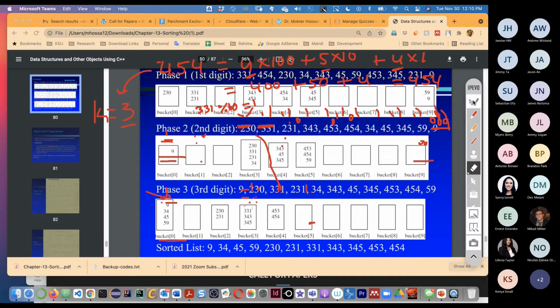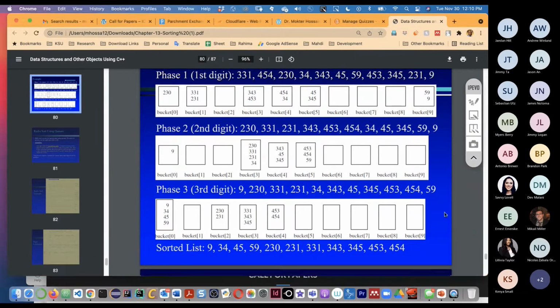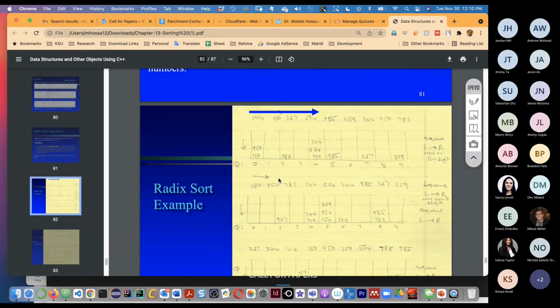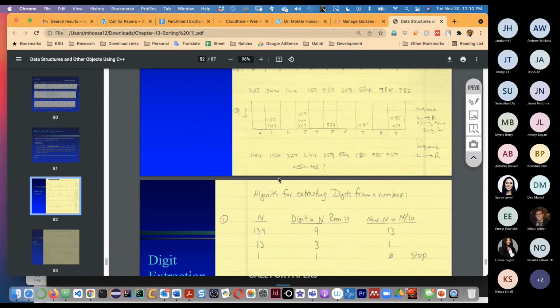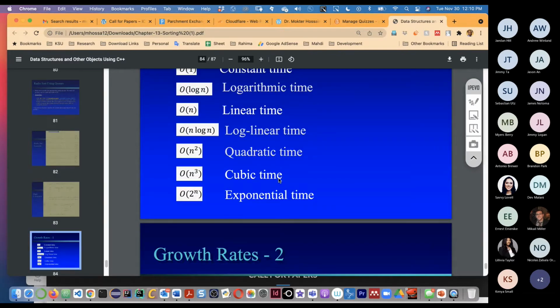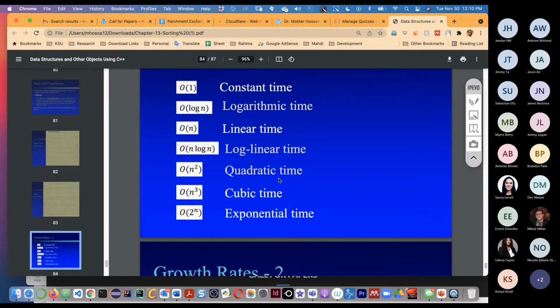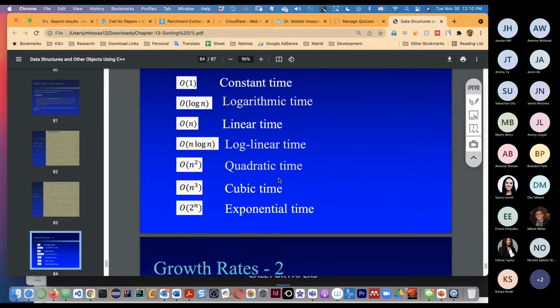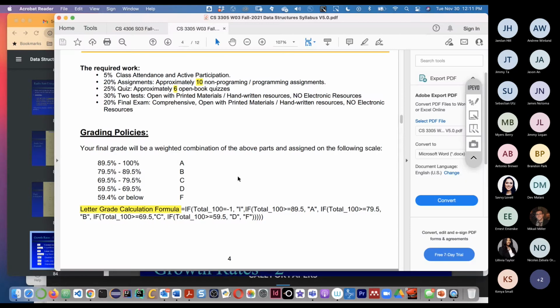No. Okay, and then let me see the Radix sort algorithms. And this is another example. You may try this. Okay, and I will upload a quiz. So the quiz, let me see the syllabus first.